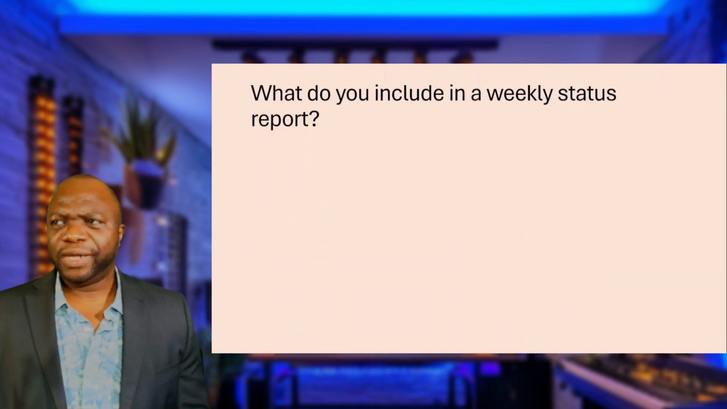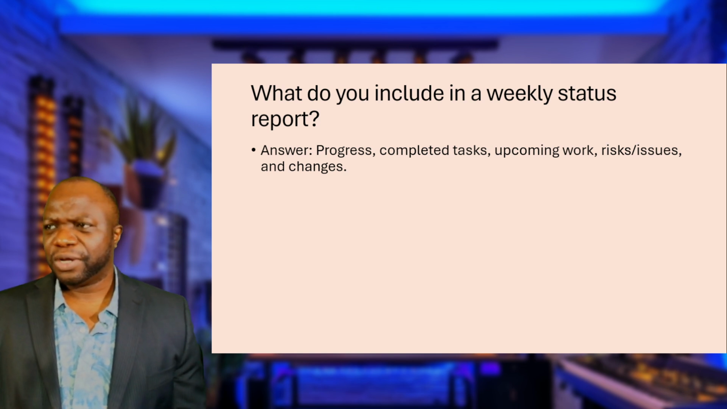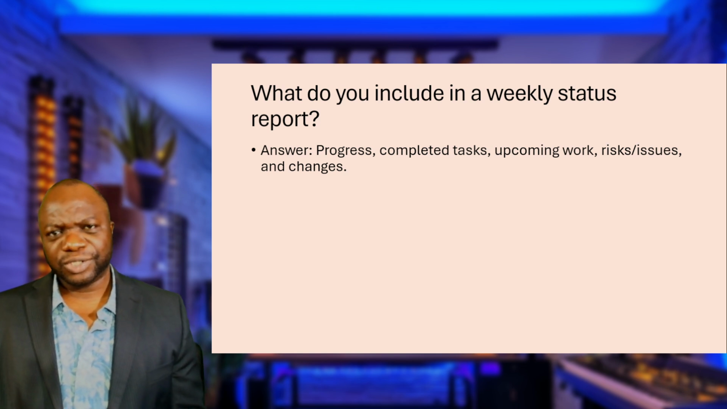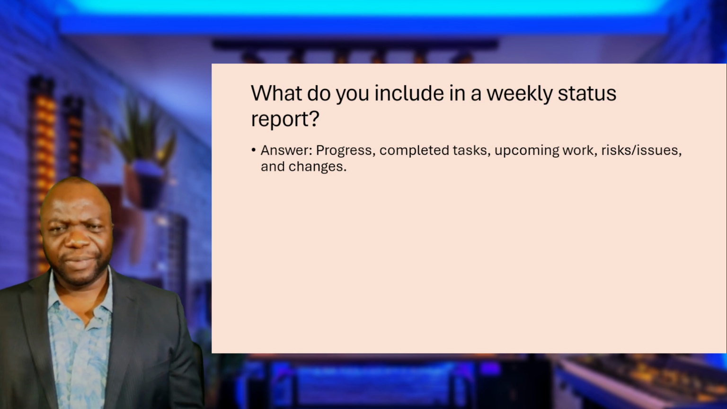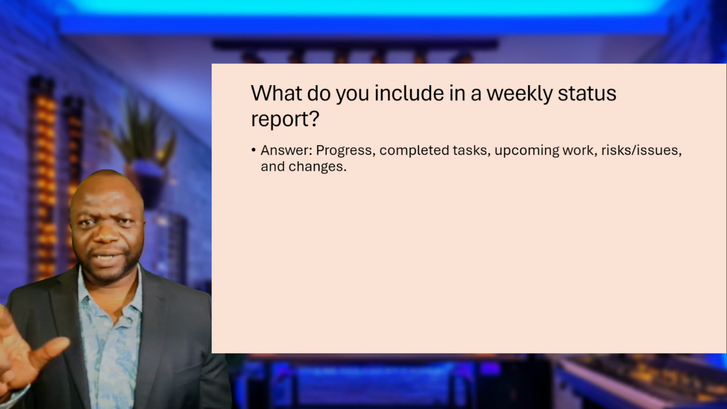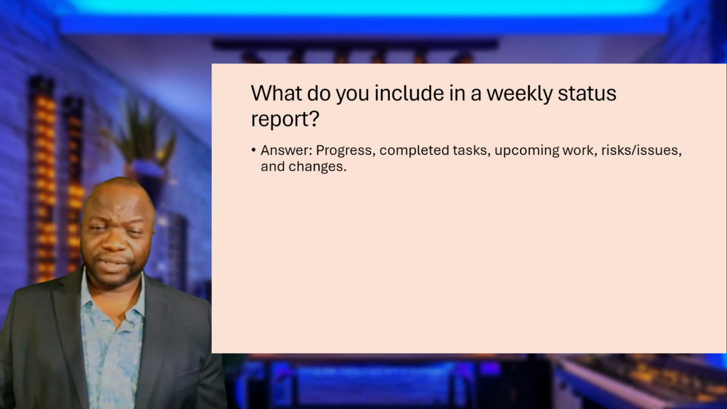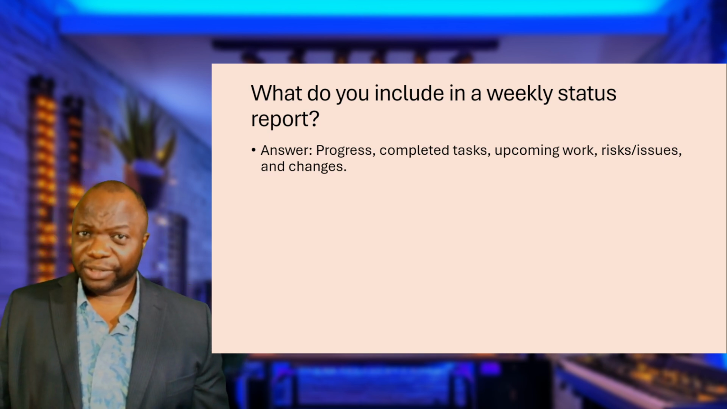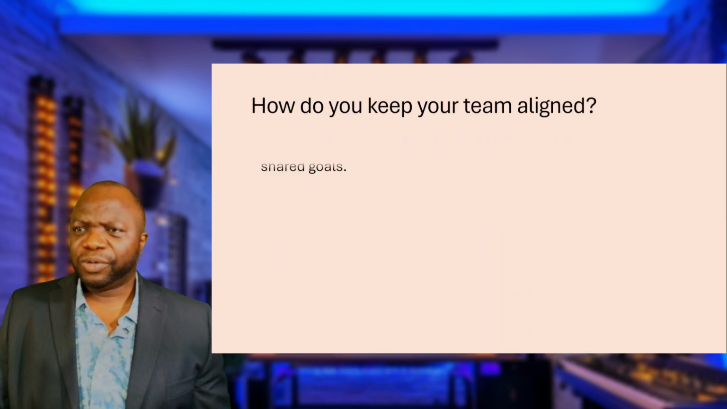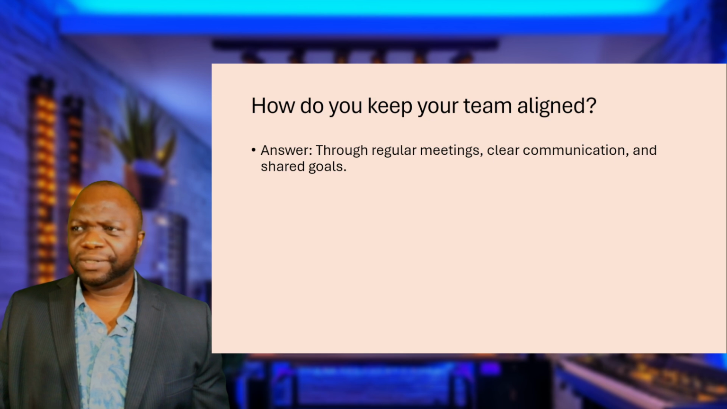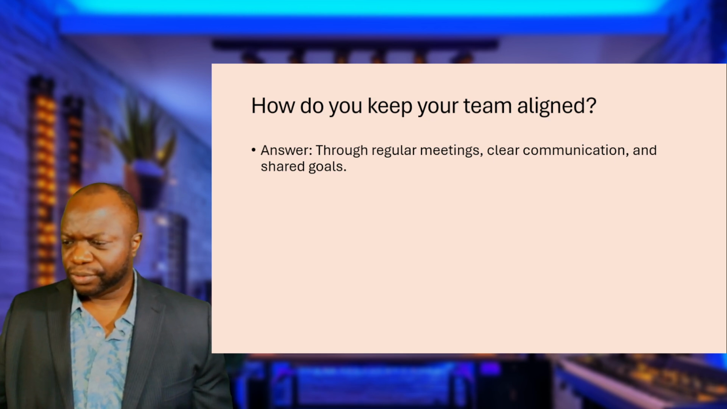What do you include in your weekly status report? Progress, completed tasks, upcoming work, risks, issues, and changes. You know, back in the day when I worked in a gaming company, we used a 4-up chart and it had issues, risks, key decisions, milestones, things accomplished as far as milestones are concerned, and upcoming milestones. How do you keep your team aligned? Through regular meetings, clear communication, and shared goals.